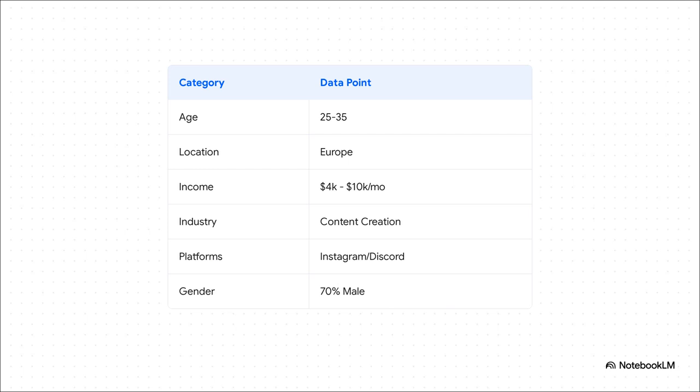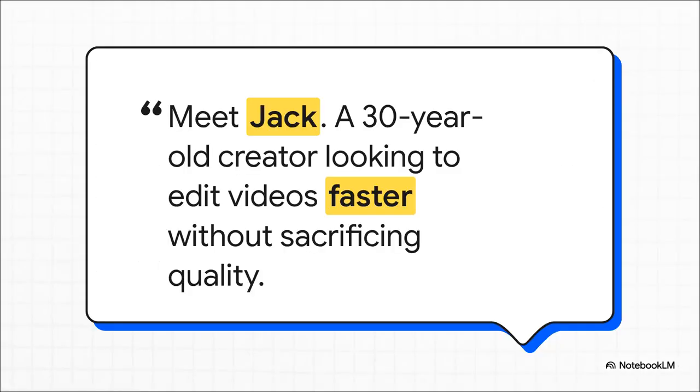Let's see it in action. Let's say your research gives you this data. Your ideal customer is mostly male, between 25 and 35, a content creator in Europe making between 4 and 10 grand a month, and they live on Instagram and Discord. Okay, this is the foundation, solid facts. Now, we turn that data into a story. Meet Jack. All of a sudden, he's not just a collection of data points, he's a real person. He's 30, he's a creator, and his biggest professional headache is that video editing is taking too long and stopping him from growing his channel.